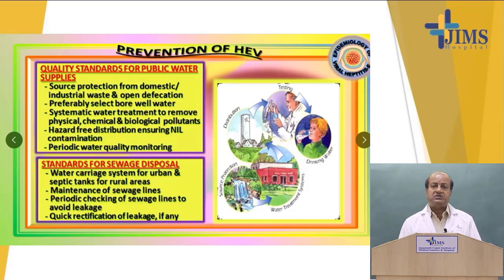The standards for the sewage disposal include a water carriage system for the urban area, and septic tanks for the rural area, and maintenance of the sewage lines in cities and towns, and periodic checking of the sewage line to avoid leakage and quick rectification of the leakage if there is any.